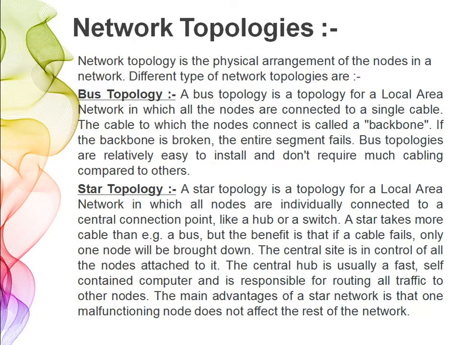The central hub is usually a fast self-contained computer, or it can be a switch, and it is responsible for routing all the traffic to other nodes. The main advantage of a star network is that one malfunctioning node does not affect the rest of the network.